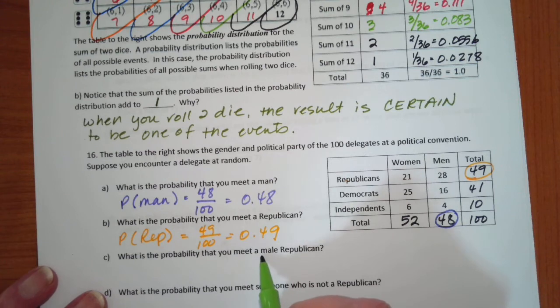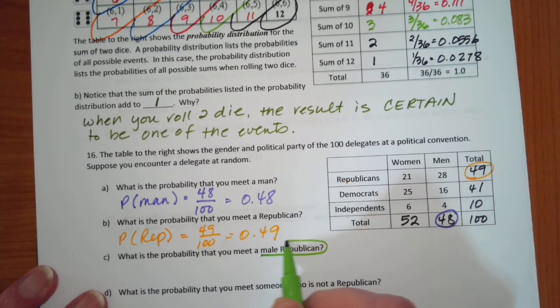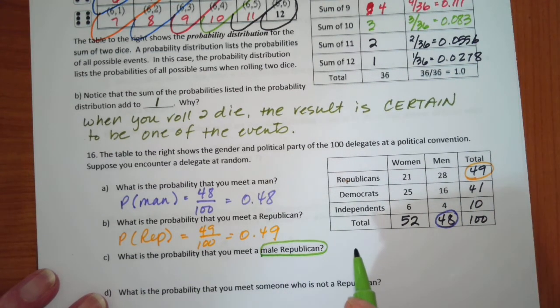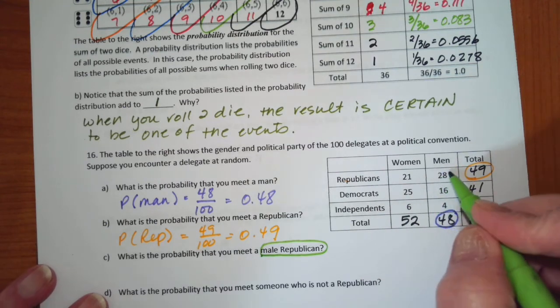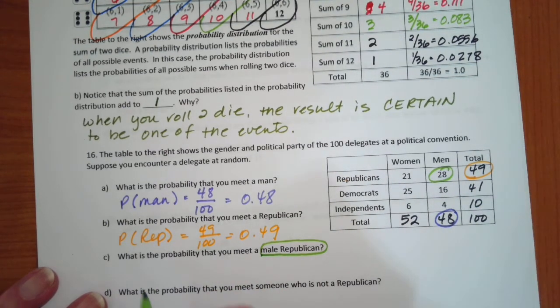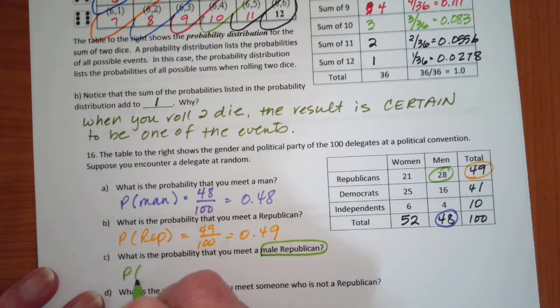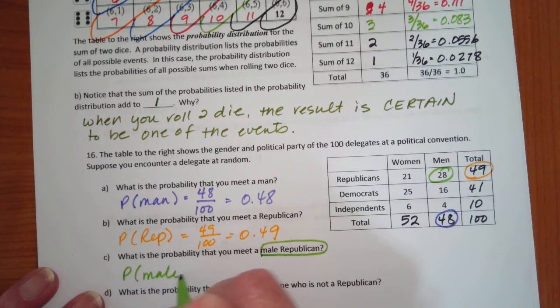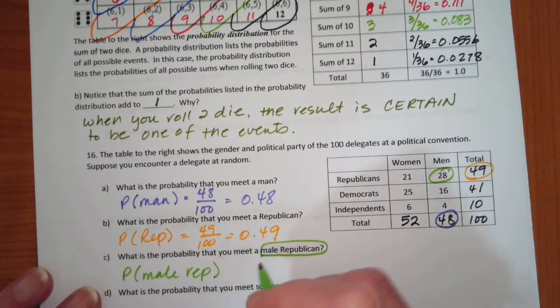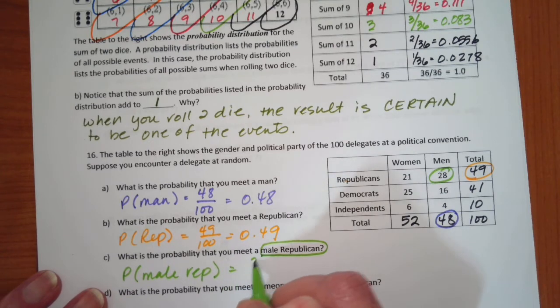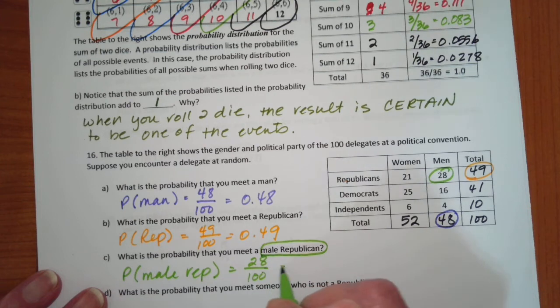What is the probability that you meet a male Republican? Okay, well, male Republicans, so probability of a male Republican, there are 28 out of 100, which is 0.28.